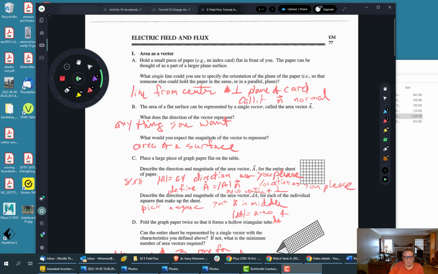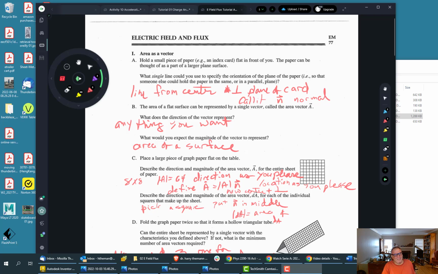And we'll call this vector n, and we'll also call it the normal. So we have a vector called the area vector. What does the direction of this vector represent? The direction represents anything you please. I have no idea about this question. I know what they're driving at, I think, or I know the ultimate answer, but I don't understand what they want in this particular case. So the direction can represent anything you want it to represent. It's your choice. The magnitude, if it's an area vector, I expect to represent the area of the surface.